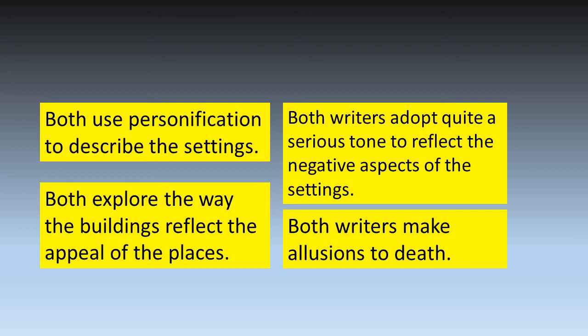Both writers adopt quite a serious tone to reflect the negative aspects of the settings, and both writers make allusions to death. We've got that ominous sort of bin bag that you could argue elicits thoughts of death, and Dickens certainly does that quite explicitly in his descriptions of Illinois, USA.